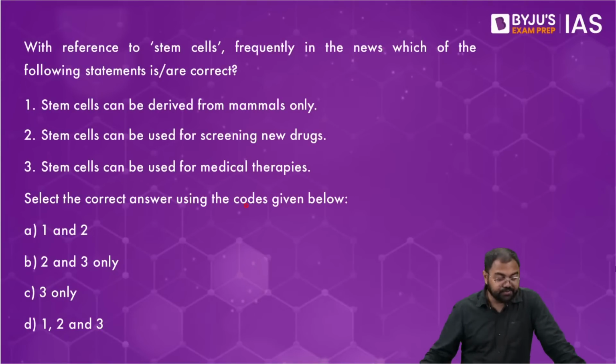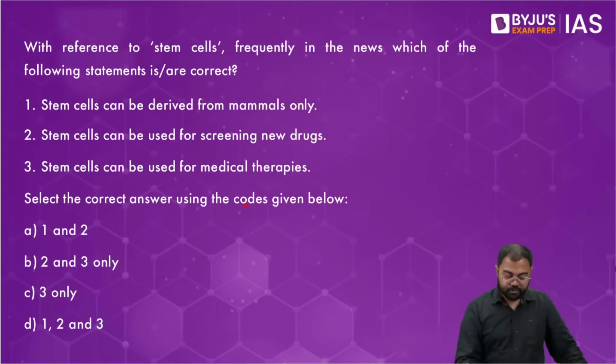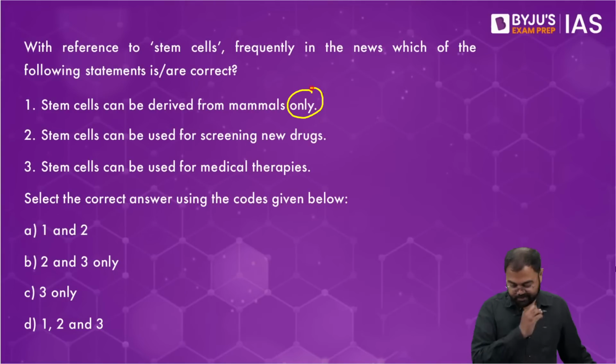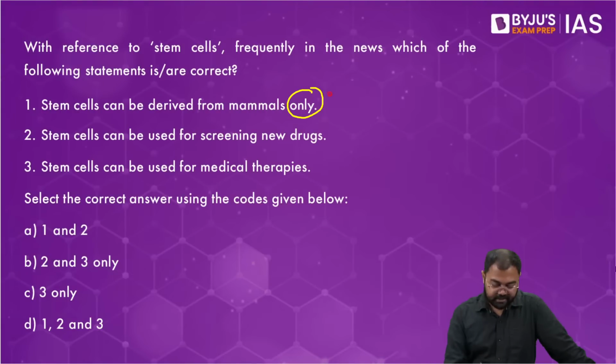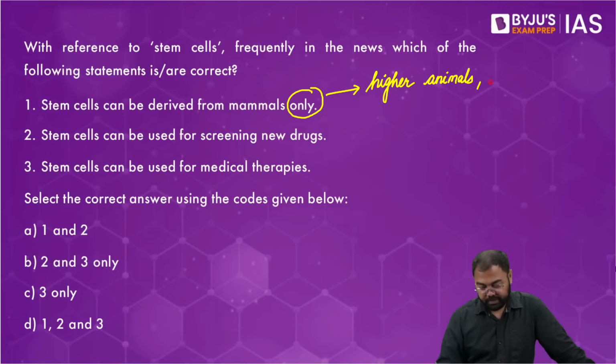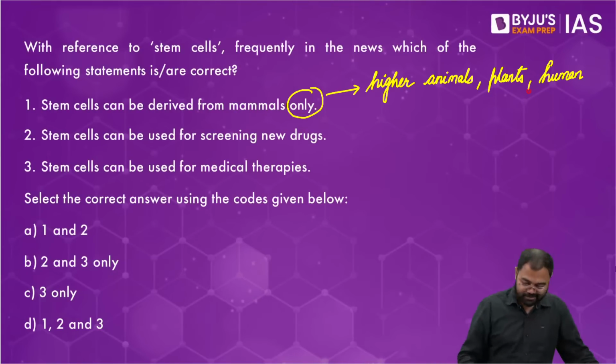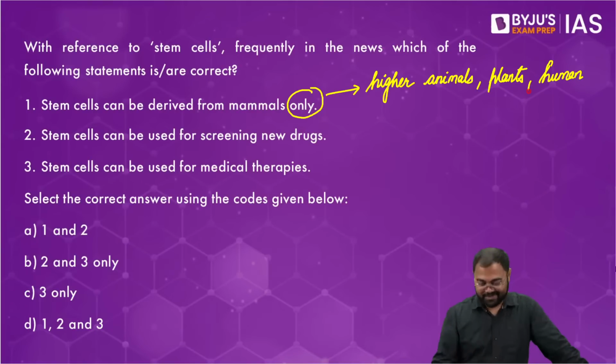So the question says, with reference to stem cells frequently in the news, which of the following statements is or are correct? First, stem cells can be derived from mammals only. First and foremost, this term, only. But what we discussed is that it's not only mammals, but all the higher animals, plants, and humans. Although humans also are nothing but higher animals, we try to keep ourselves aside from higher animals. So all of these have stem cells.